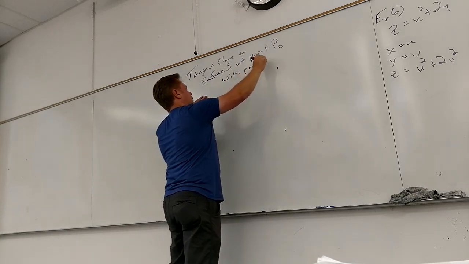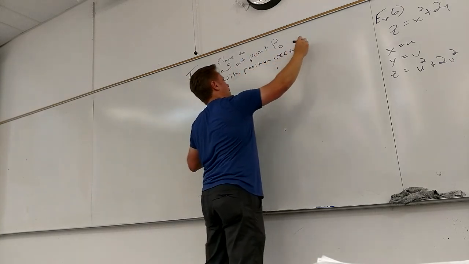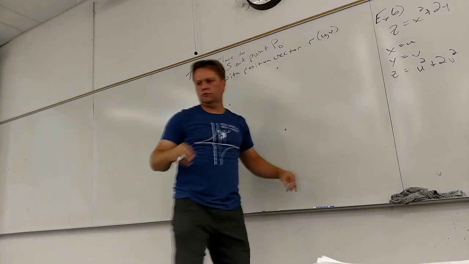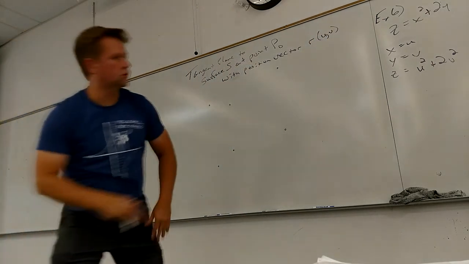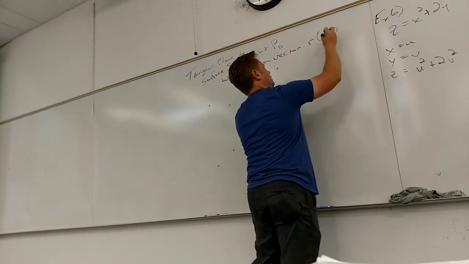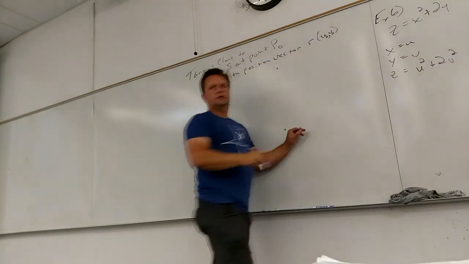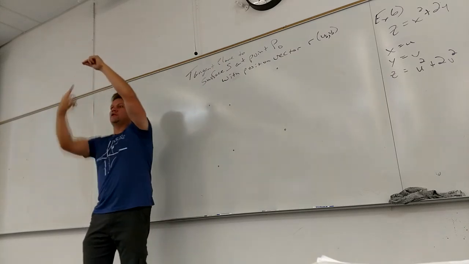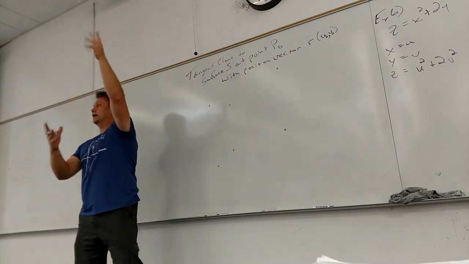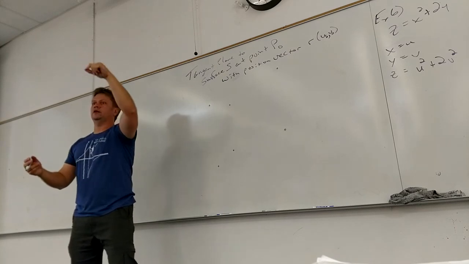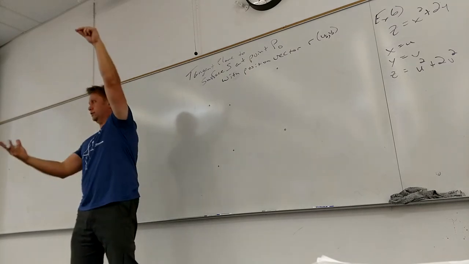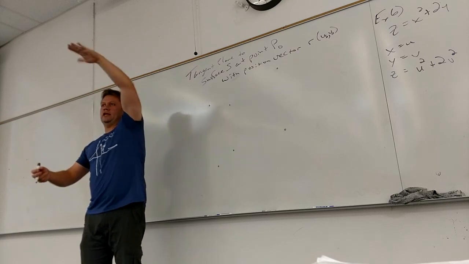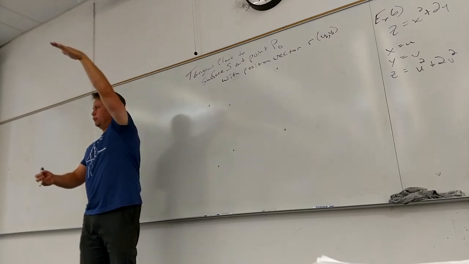So the point P naught has position vector R of U V. Let's make it U naught V naught, so it matches up with the P naught. P naught is on the surface, and the position vector for that is R of U naught V naught. So U naught and V naught are the values that get me to that point on the surface. And I want to find the tangent plane at that point.